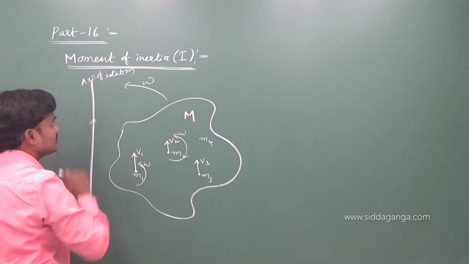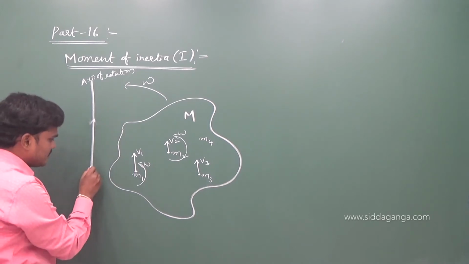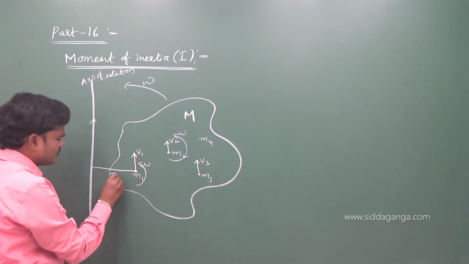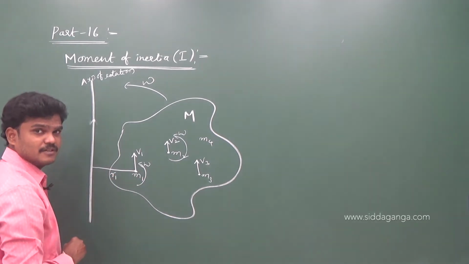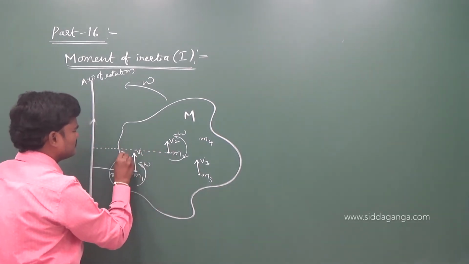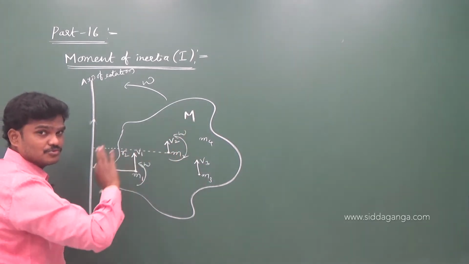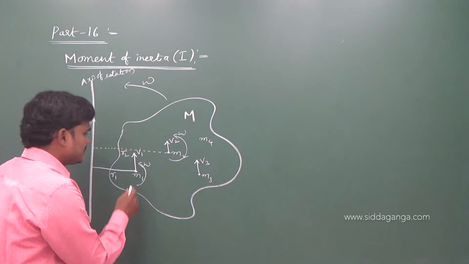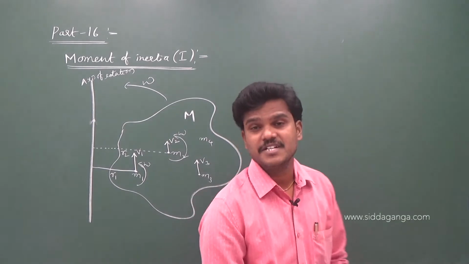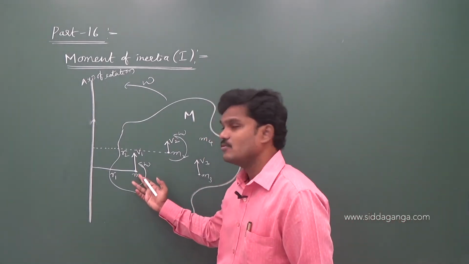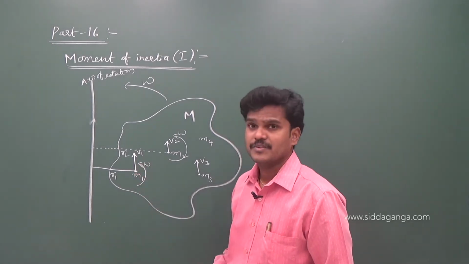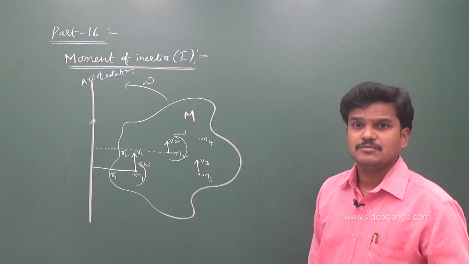All are rotating about this fixed axis. Let us suppose this is at a distance r1, the second one is at a distance r2, next r3, r4, and so on. Now this body has mass and velocity, so definitely it will have kinetic energy. Definitely this particle has some kinetic energy, because the particle of mass m1 has a speed v1.